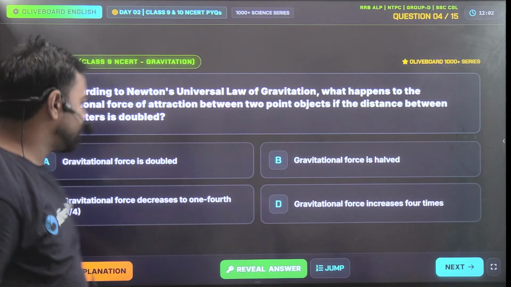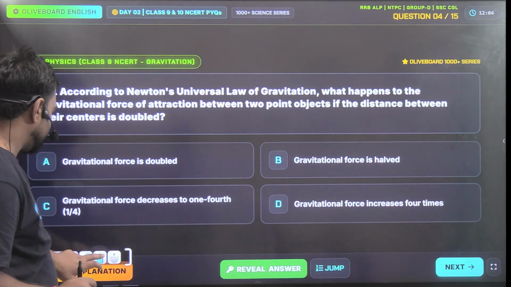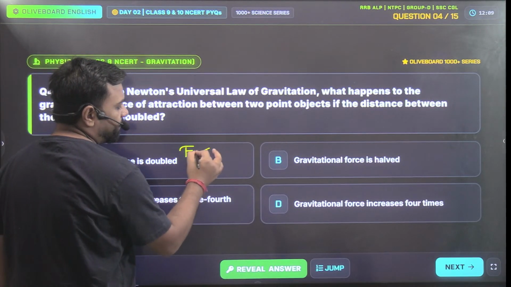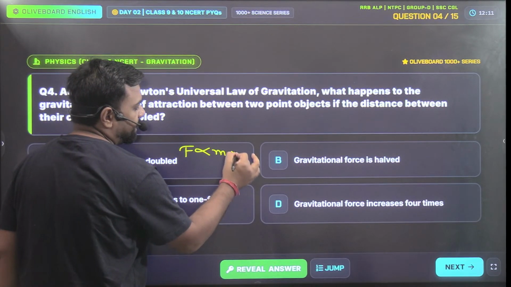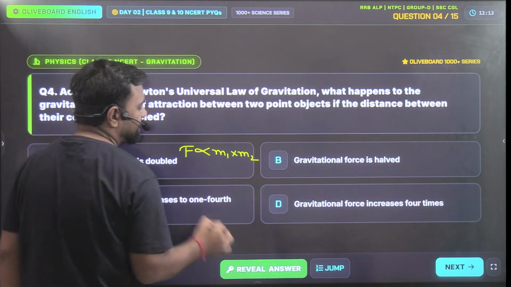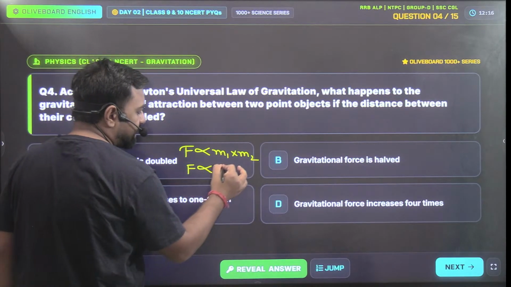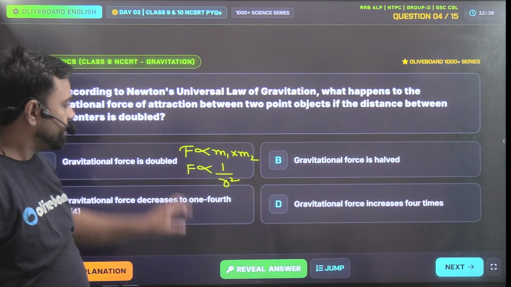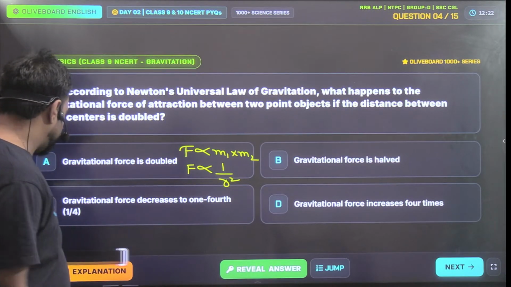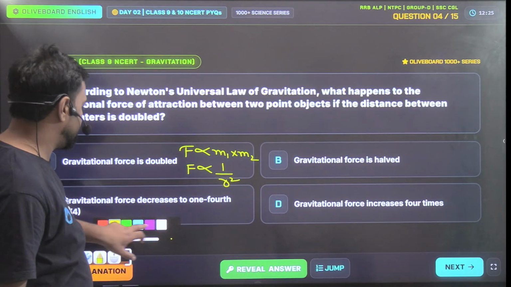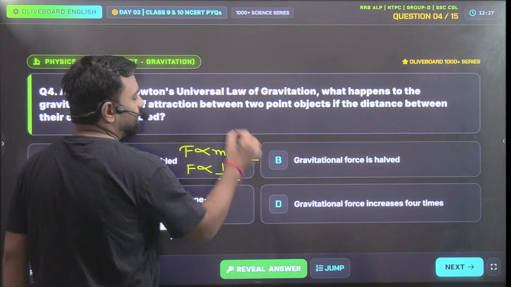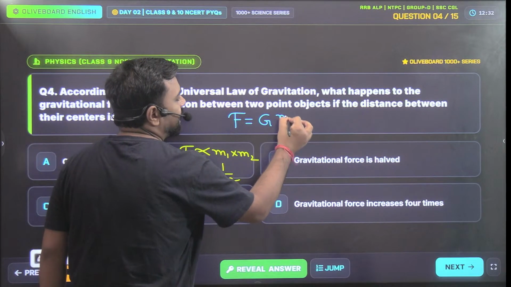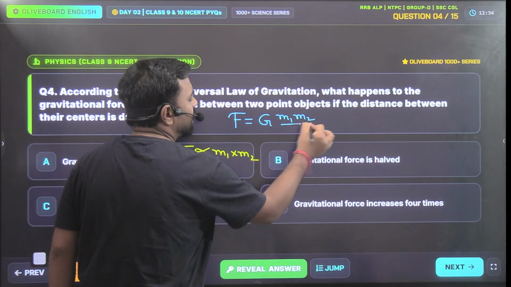Okay. Now let's focus on this part, Ankita. See, force is actually directly proportional to the product of the masses, right? But force is inversely proportional to the square of the distance between them, right? So if I remove this proportionality sign, I need to go with the constant, that is G. So I can write the formula as F is equal to G m1 m2 upon r square.